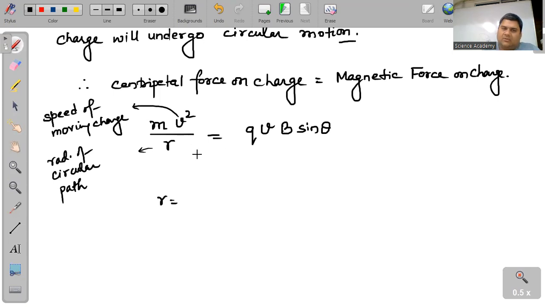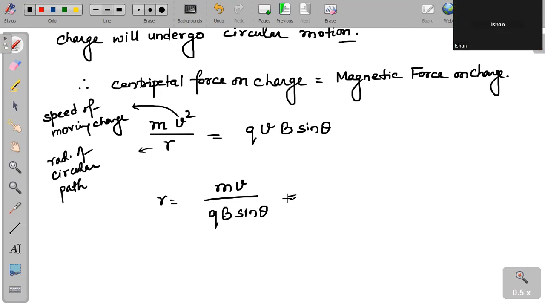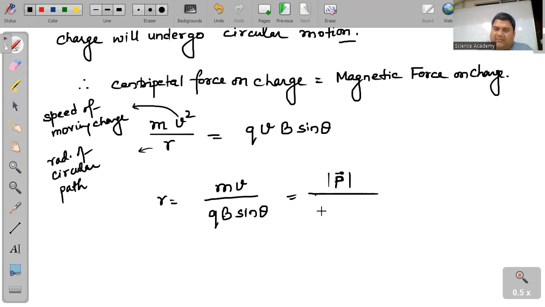R will be equal to mv divided by q B sin theta. Are we getting this point? Okay, so we can find this radius. And there is one small thing here: mv is momentum, so this would also be written as mod p, momentum vector, upon q B sin theta.